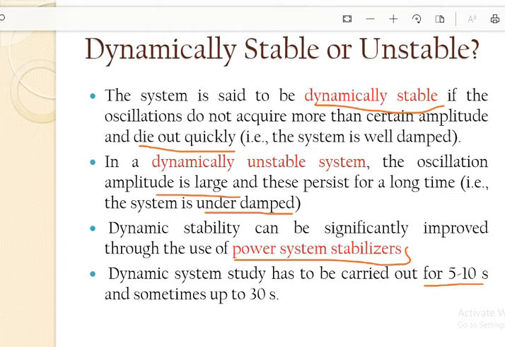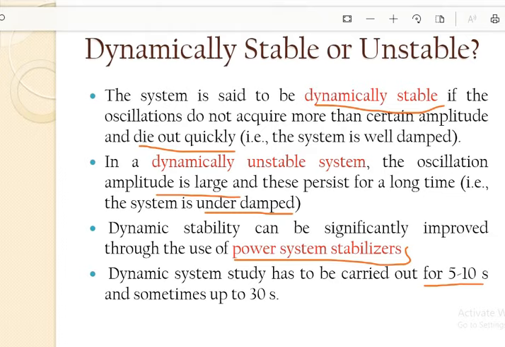Steady state means gradual increase of disturbance. Here the disturbance is small but it is gradually increasing. Dynamically stable means there is no gradual increase or decrease. A very small disturbance happens once, it will create oscillations, and if these oscillations are not properly damped, it will make your system unstable. That type of stability is dynamic stability.